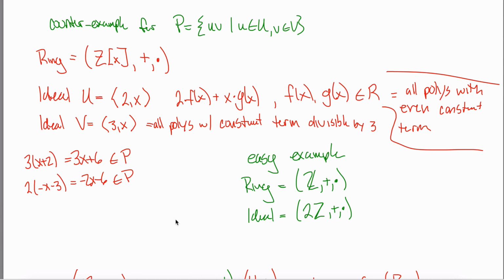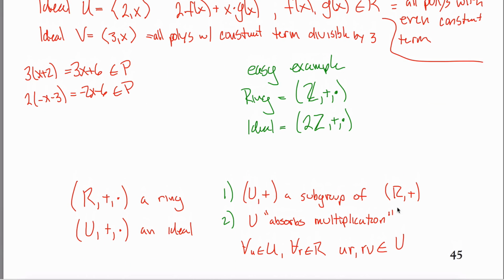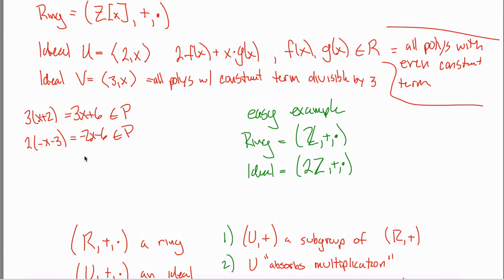Okay, so I have two different elements in P. Because if I assume that P is an ideal, then it must be a subgroup, specifically an additive subgroup. If I add up these two elements, I must get a polynomial that is also in P. Well, let's sum these two elements. 3x plus 6 plus negative 2x minus 6 is equal to x. And you're like, yeah, so who cares? Well, unfortunately, x is not a member of P.